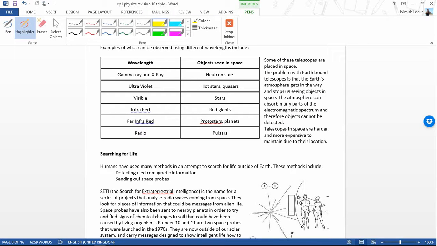So the advantage of space is that no part of the electromagnetic spectrum will be absorbed. The atmosphere will not get in the way. However, the disadvantages are they're expensive and they're harder to maintain. Therefore, the advantages of being on Earth are they're easy to maintain and easy to upgrade if required. The disadvantage on Earth is that some wavelengths will be absorbed by the atmosphere. Okay, so that's grade C done.